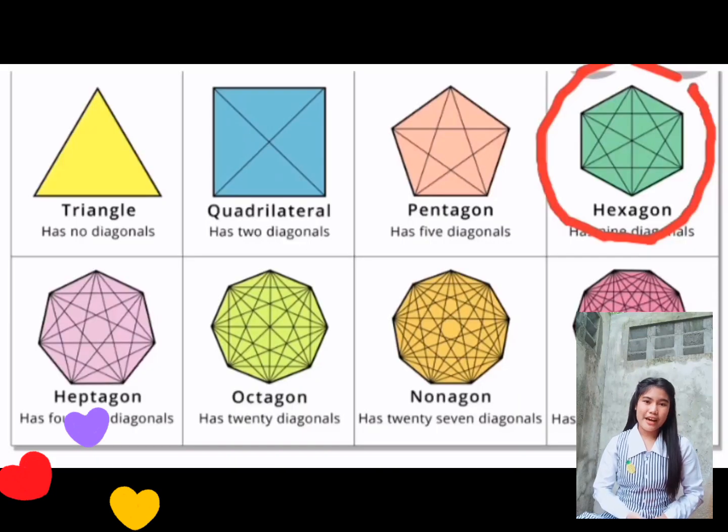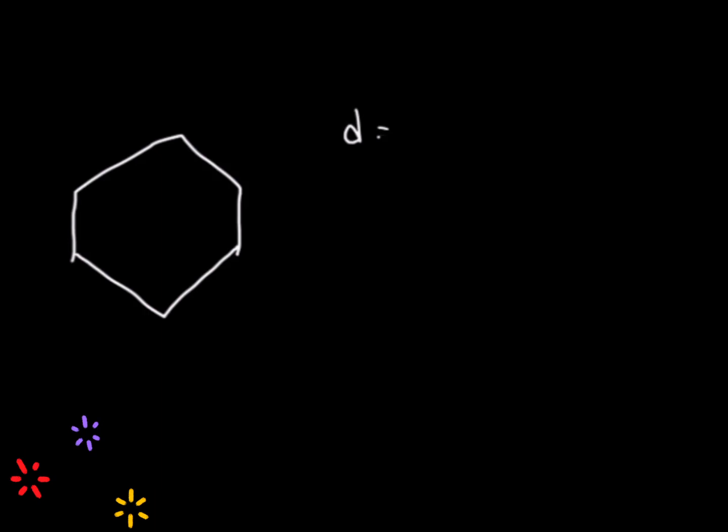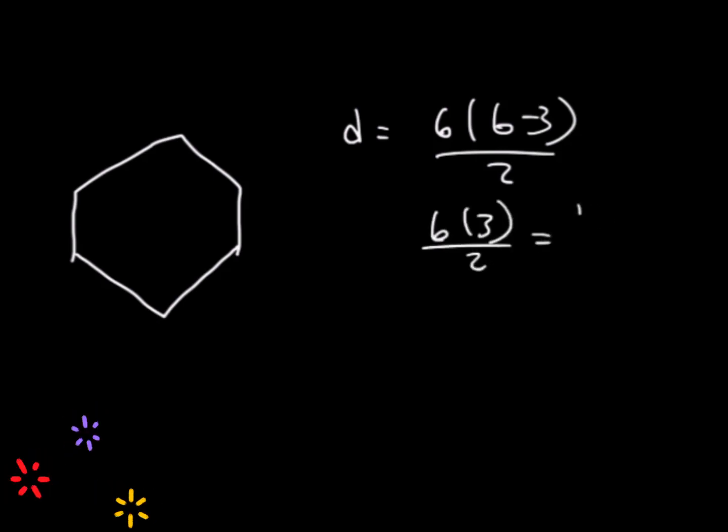Now what about a hexagon? How many diagonals can we draw in a hexagon? We all know that hexagon has 6 sides. So it's gonna be 6 times 6 minus 3 divided by 2. 6 minus 3 is 3, and 6 times 3 equals 18. 18 divided by 2 is 9.